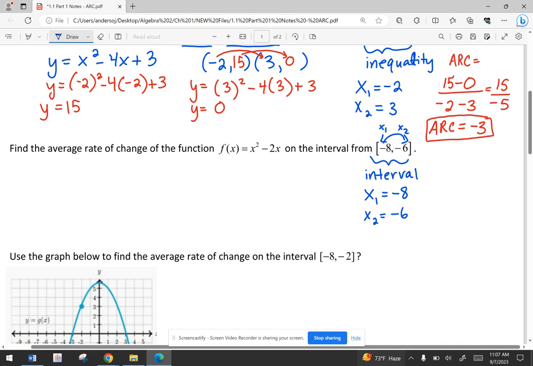So we're going to go about the same thing. You'll notice the process just continues to repeat over and over again. It's just giving you different types of examples to look at. So we have the first x and we have the second x. And again, find the average rate of change on the function.